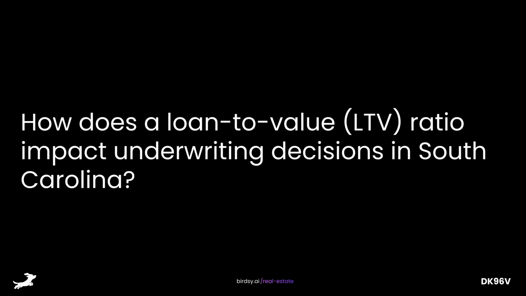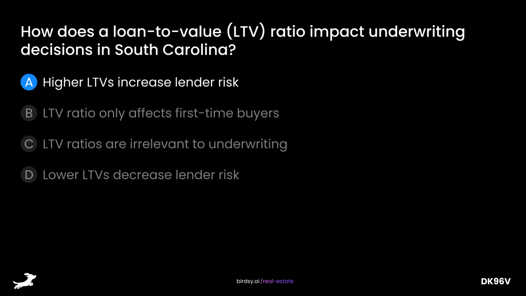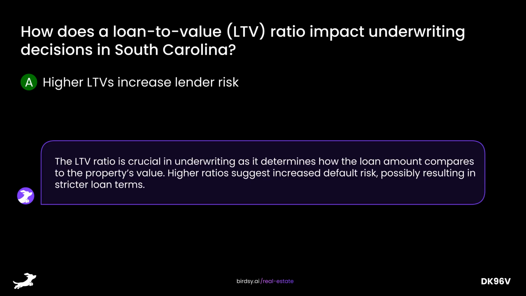How does a loan-to-value (LTV) ratio impact underwriting decisions in South Carolina? Is it A, higher LTVs increase lender risk, B, LTV ratio only affects first-time buyers, C, LTV ratios are irrelevant to underwriting, or D, lower LTVs decrease lender risk? The answer is A, higher LTVs increase lender risk. The LTV ratio is crucial in underwriting as it determines how the loan amount compares to the property's value. Higher ratios suggest increased default risk, possibly resulting in stricter loan terms.